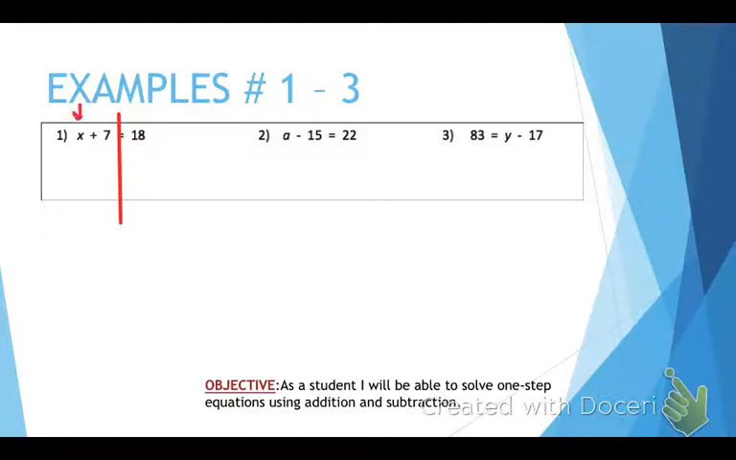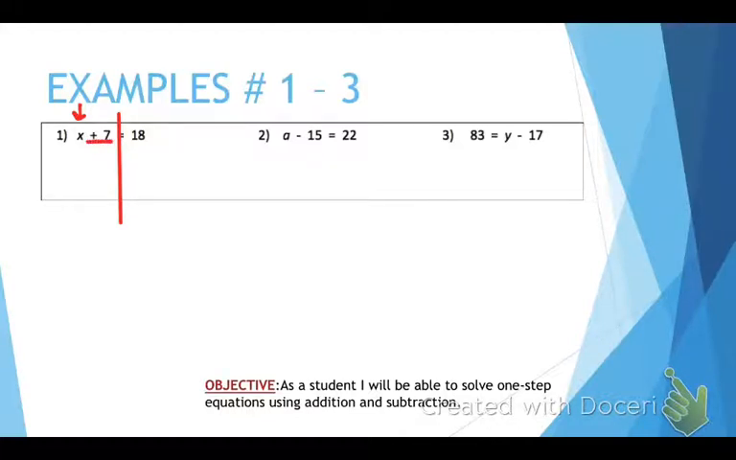Well, the variable is on this side. So that means everything else we're going to get rid of from that side and put it on the other side. Well, how in the world are we going to do that? Well, here's the deal. Other than the variable, what's on this side? Well, there's this plus 7.